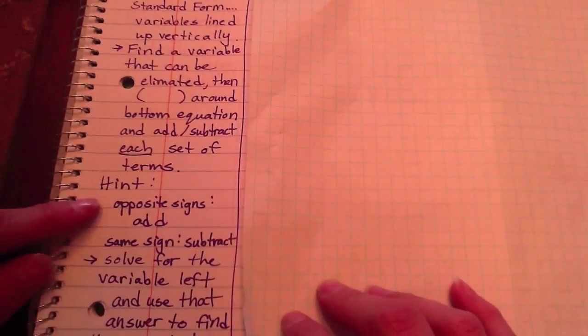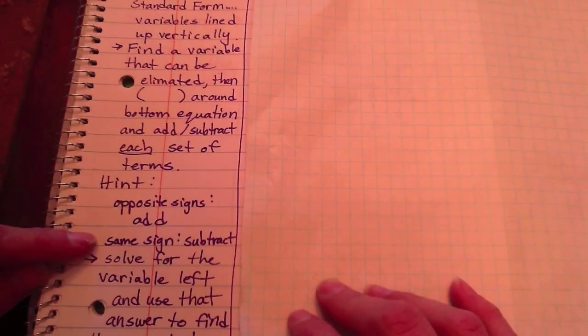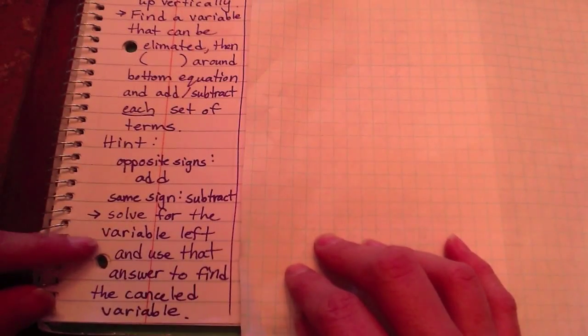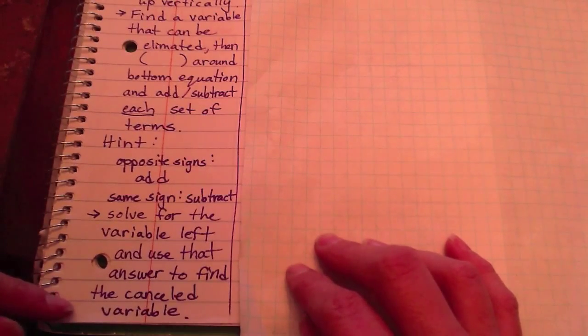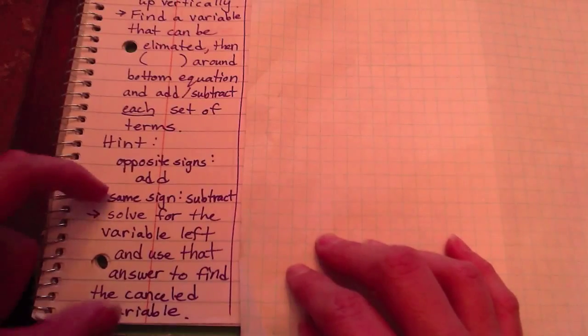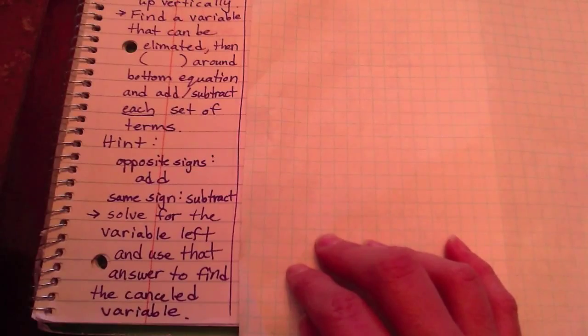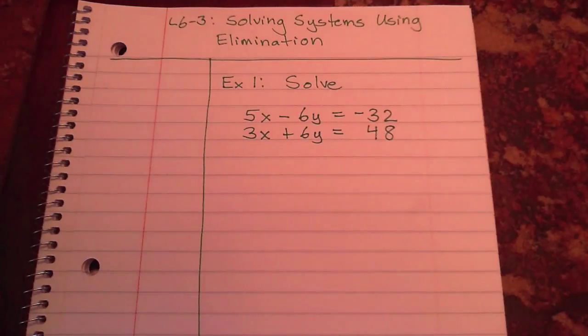Then you're going to add or subtract, whatever you decided to do here, each set of terms. And I'll show you this, but I just want you to kind of get the idea. Hint, when you have opposite signs you're going to add, and when you have the same sign you're going to subtract. You solve for the variable that's left. Once one of them cancels, you solve for the one that's left. You use that answer to find the canceled variable, just like you did in substitution. From here over is exactly the same as yesterday. So let's walk through a couple examples so you can kind of see how this works, and we'll go from there. This is example 1.